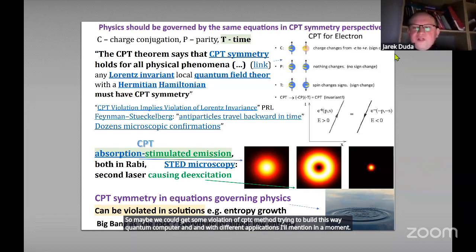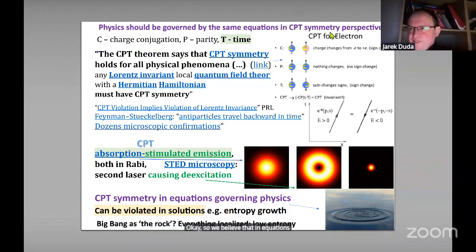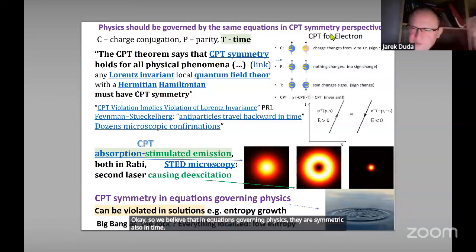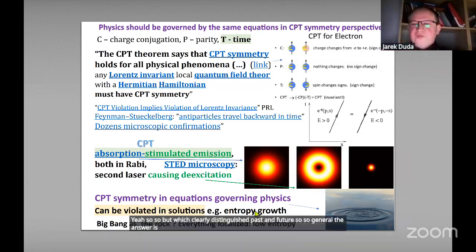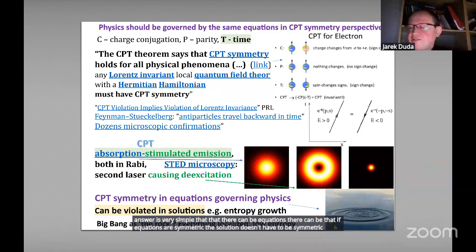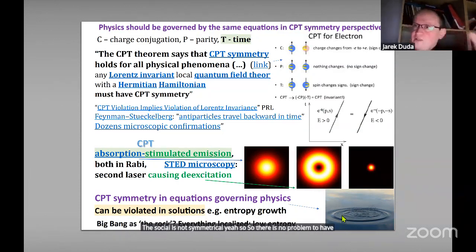Okay, so we believe that the equations governing physics are symmetric, also in time, so CPT. One can say, but what about entropy growth, which clearly distinguishes past and future? The answer is very simple: if equations are symmetric, the solution doesn't have to be symmetric. Like the surface of a lake: it is symmetric in equations, but if you throw a rock, the solution is not symmetric. So there is no problem having asymmetry in the solution but symmetry in the equations.